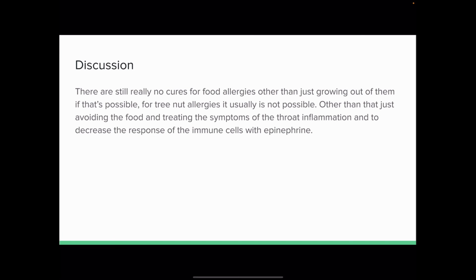For the discussion for the food allergies, there still really are no cures for food allergies other than just growing out of them if it's possible, which for tree nut allergies, they usually are not. And the only way you can grow out of them is normally when you're a kid going into being an adult. Other ways is just to avoid the food that you're allergic to, and then treating the symptoms of the throat inflammation, which would be you'd have to decrease the immune response with epinephrine, the inflammation, to get the person to breathe again.